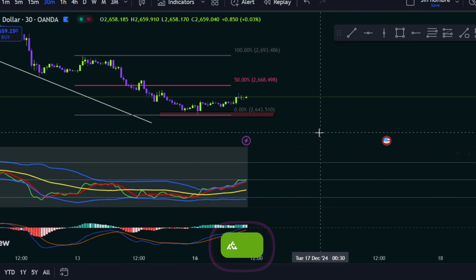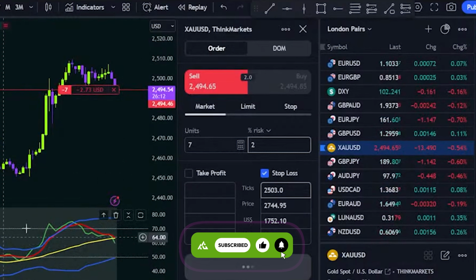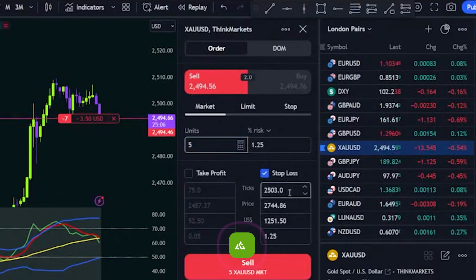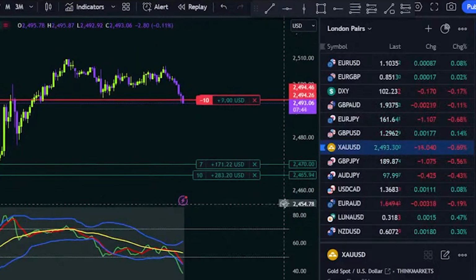Once your analysis is complete, execute trades directly from TradingView with ThinkCapital. Select your trade size, set a stop loss and take profit levels, and place your order, all without leaving the chart. TradingView and ThinkCapital are the perfect pair for any trader.